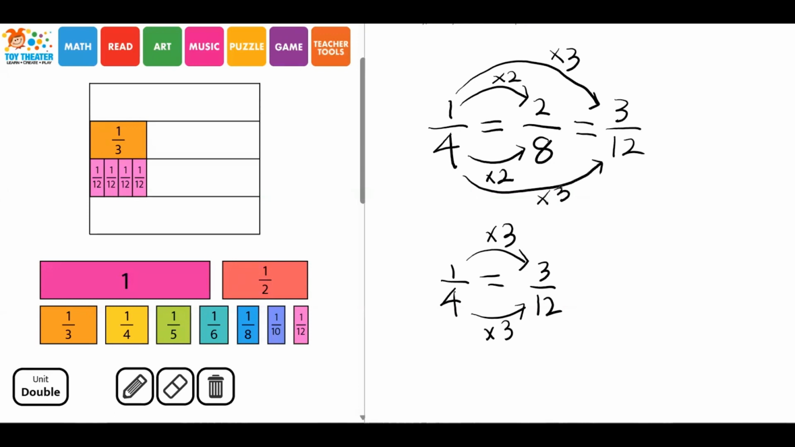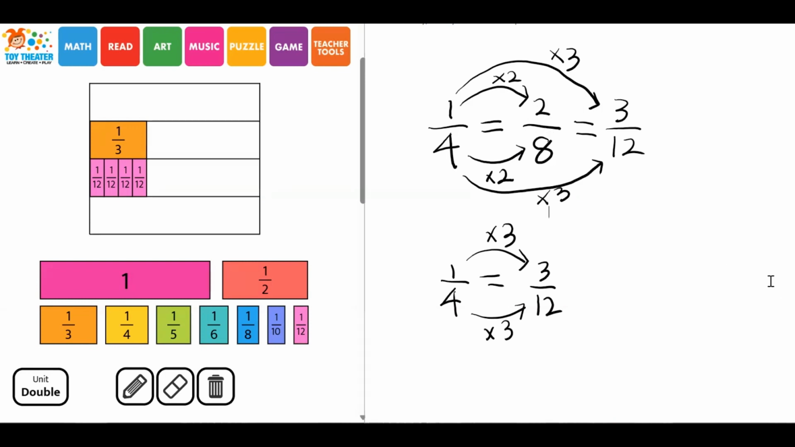Please take note, if the question tells us to find the equivalent fractions of 1/4, we always multiply the numerator and denominator by the same number. And when we multiply, we always multiply it to the fraction that we were given, which is 1/4. So we don't multiply it to 2/8. We will multiply it to 1/4. So if you see here, I multiplied 1 and 4 by 3. I did not multiply anything to 2/8.